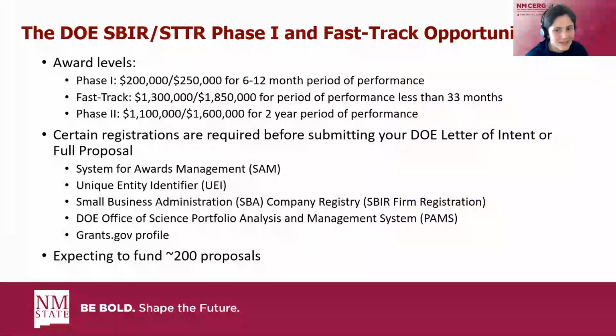In addition, the SBA has registrations for small businesses. These are pretty quick to complete. And then making sure that you have your grants.gov profile built, making sure that you can open up a workspace, making sure that all of these registrations that you've built before are actually communicating with grants.gov. Those are really important things for y'all to be doing right now before it is the deadline for the proposal submission. And DOE is expecting to fund 200 proposals, and this covers both traditional phase 1 and fast track proposals with this release.